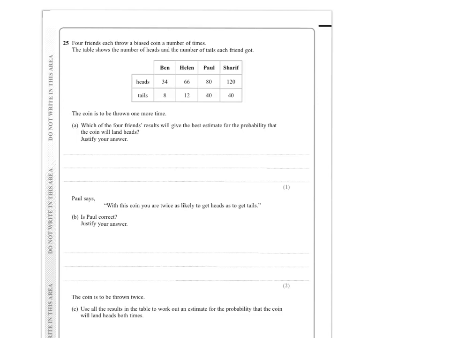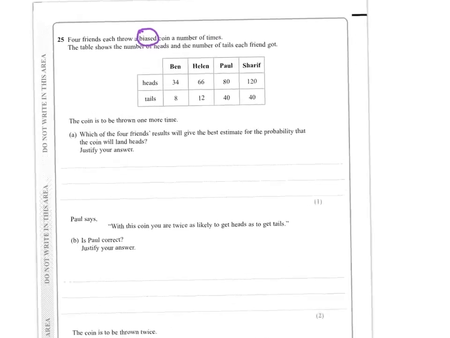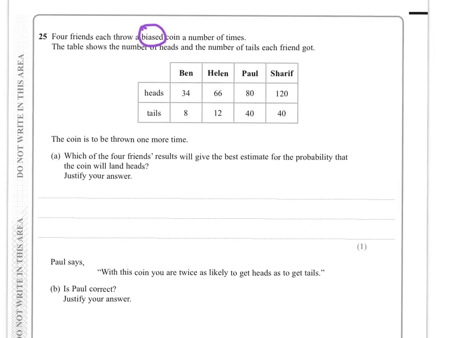Question 25, it says 4 friends each throw a biased, i.e. not fairly weighted coin, i.e. it's more likely to come down on one side than the other, a number of times. The table shows the number of heads and the number of tails each friend got. The first part of the question says, the coin is to be thrown one more time. Which of the 4 friends' results will give the best estimate for the probability that the coin will land heads?